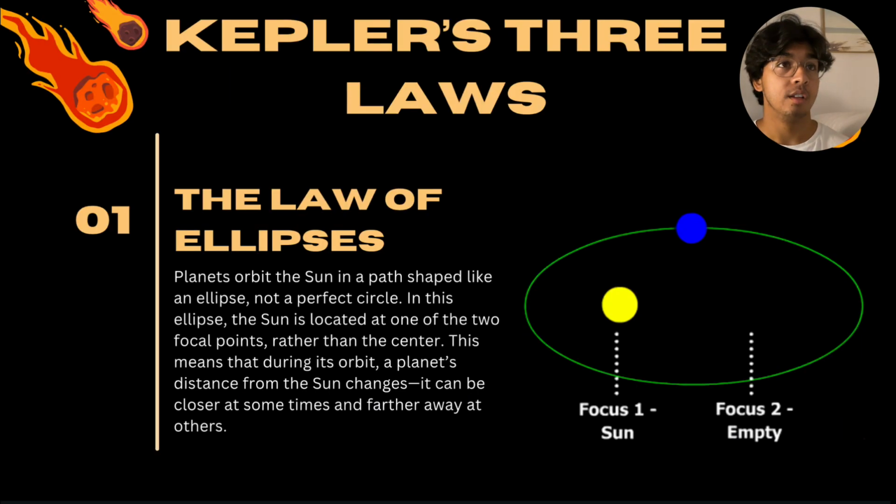So let's begin. Starting off with Kepler's three laws, his first law, which is the law of ellipses, states that a planet orbits the sun in a path shaped like an ellipse, not a perfect circle. In this ellipse, the sun is located at one of the two focal points rather than the center. This means that during its orbit, a planet's distance from the sun changes. It can be closer at some times and farther away at others.